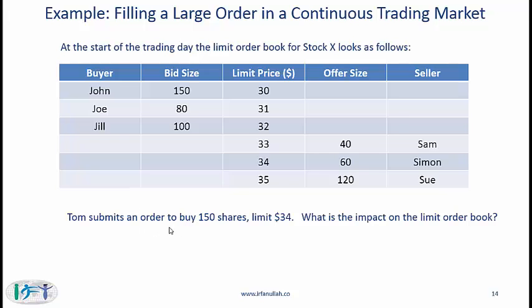Tom is putting in an order to buy. So these are the offers over here. Sam and Simon are willing to sell at 33 and 34. So what is going to happen is Tom will buy from Sam and Simon. So these two will go off the map. So these two will get cancelled out. But then Tom will still be available to buy. So we'll still have Tom who is going to buy 50 at 34. So this is what the order board will look like after Tom's order.